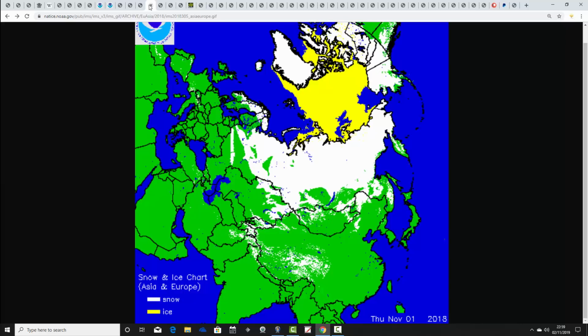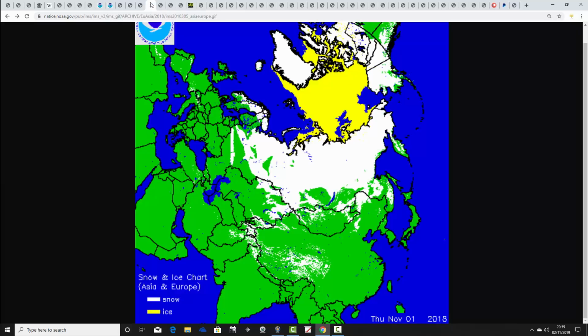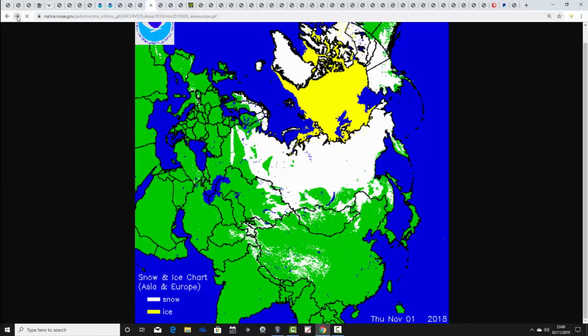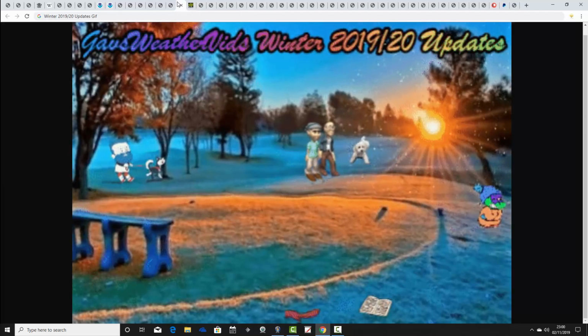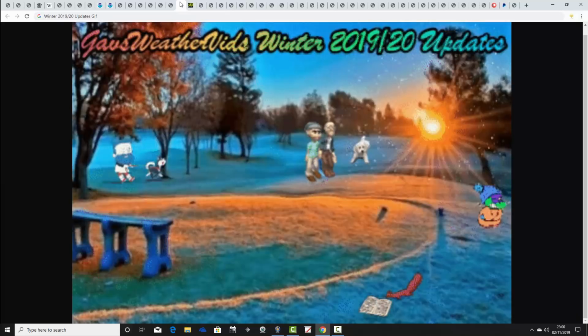If we compare that with past years, this is how things looked last year in 2018 on the 1st of November. So we are ahead of last year for both Scandinavian and Russian snow cover, although it had pushed into western parts of Russia at this point last year. But we have more snow cover this year compared to last year. That's 2017. We're ahead of 2017.